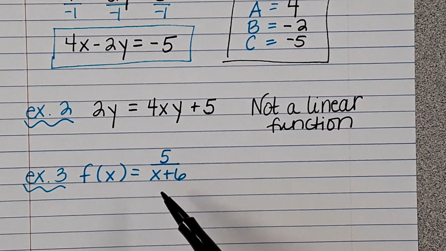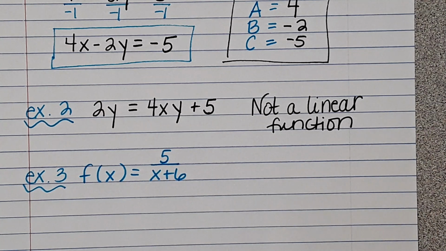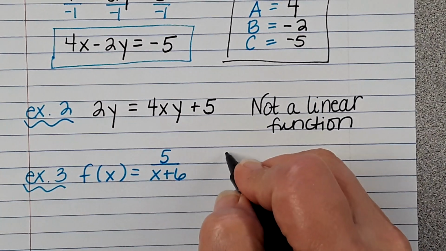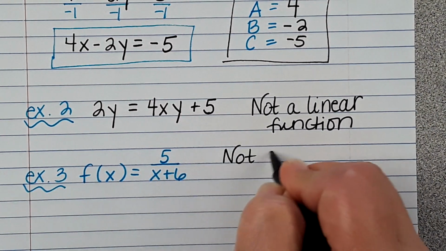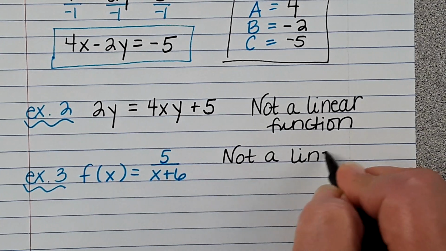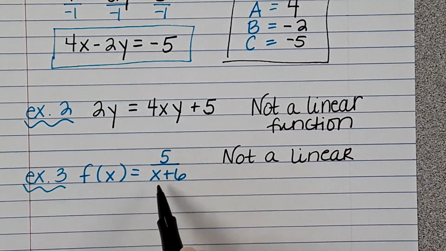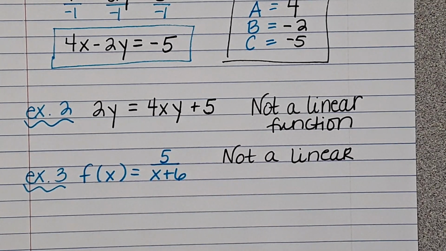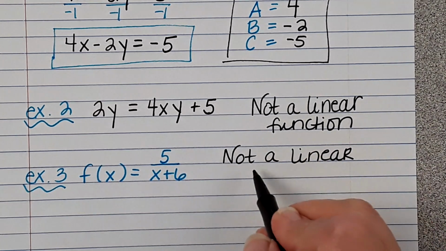Well, the x is in the denominator. And what do we know about a linear function when x is in the denominator? Right. So someone said no, it's not a linear function. That's exactly right. It's not a linear function, because the variable x is in the denominator. If it was in the numerator, it would be fine. But because it's in the denominator, it's no longer a linear function.